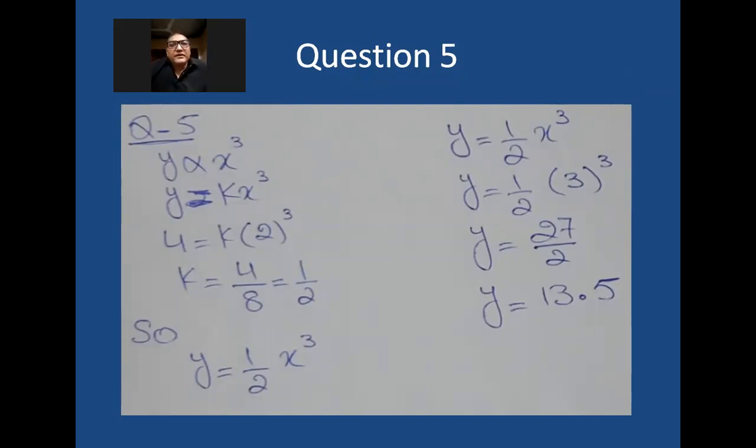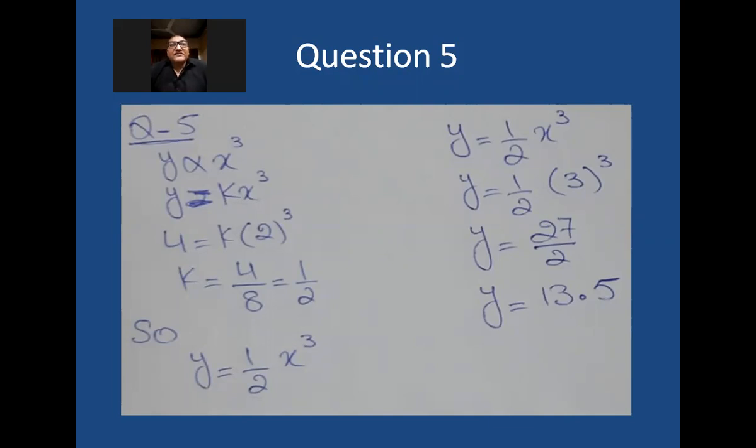So it was given that y is directly proportional to the cube of x. So y is proportional to x cubed. And when I remove the proportionality sign, I will introduce a constant here. That constant is k. So y equals kx cubed.